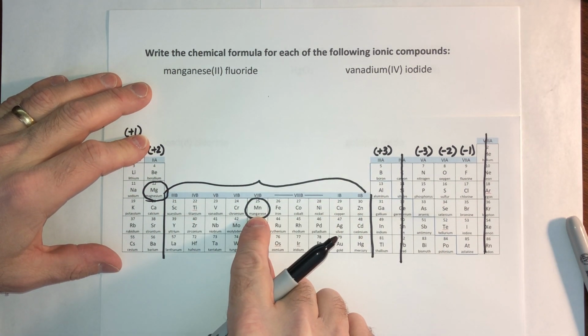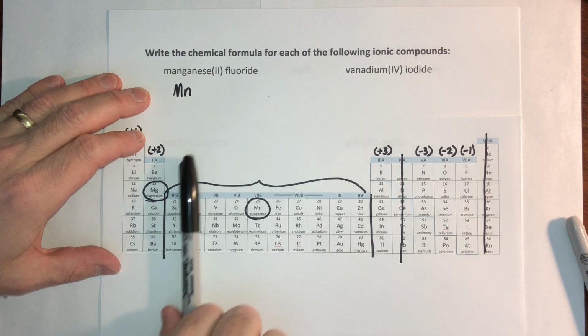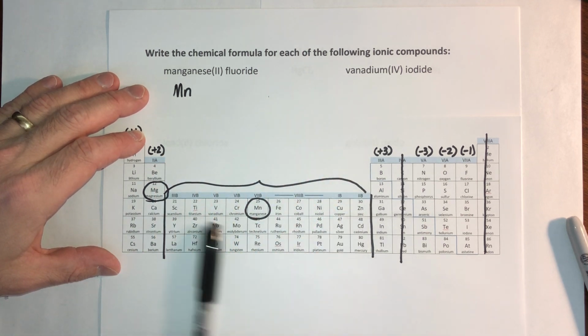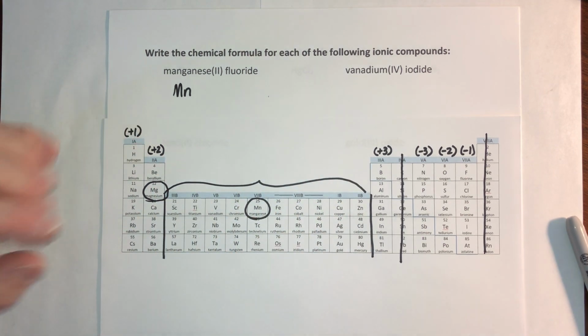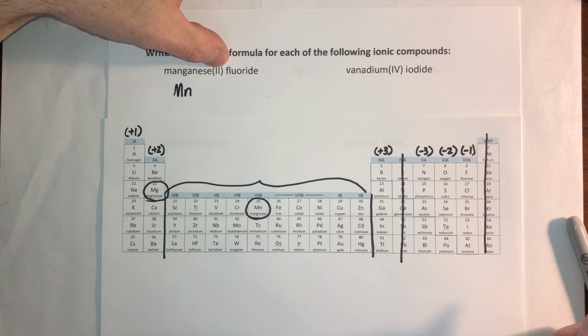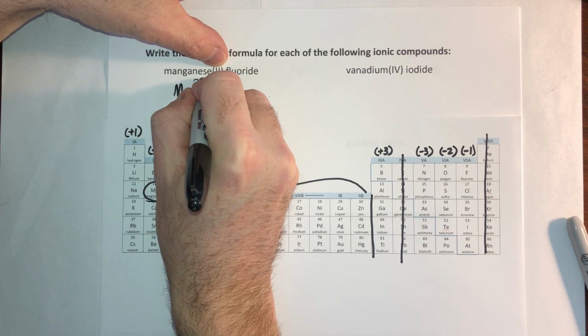Okay, so it is manganese. Here's my manganese. So the symbol is Mn. Now, it is a transition metal. In the transition metals, they can have more than one charge. And the only way that you're going to know which one is if the problem tells you. So because this has a Roman numeral 2 after it, that means the charge on this manganese is going to be a 2+.